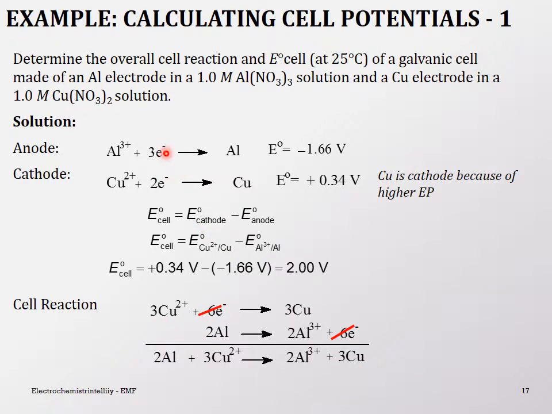The cell reaction for this is going to be like this, which means that you have to multiply both of the reactions by 2 and 3 respectively. And then you have to, of course, turn the equation around, where copper is going to be accepting the electrons and aluminum is going to be losing the electrons, because aluminum is the anode. So you flip the equation over here, and so that's how you set up the cell reaction for this.